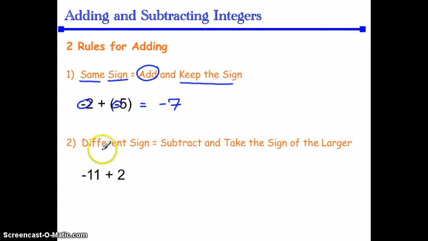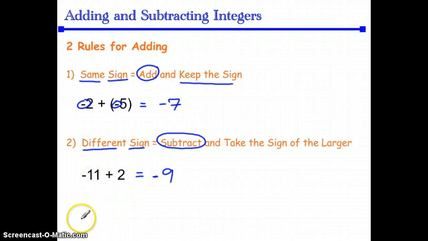Our second rule occurs when the two numbers that we're adding have a different sign. So -11 and +2. When our two numbers have a different sign, what we're going to do is, again, ignore the signs and just subtract the numbers. So we've got 11 and 2, so we'll say 11 minus 2 is 9, and then we're going to take the sign of the larger number. So since 11, we're ignoring the negatives, since 11 is bigger than 2, our answer is going to be negative because 11 was negative.